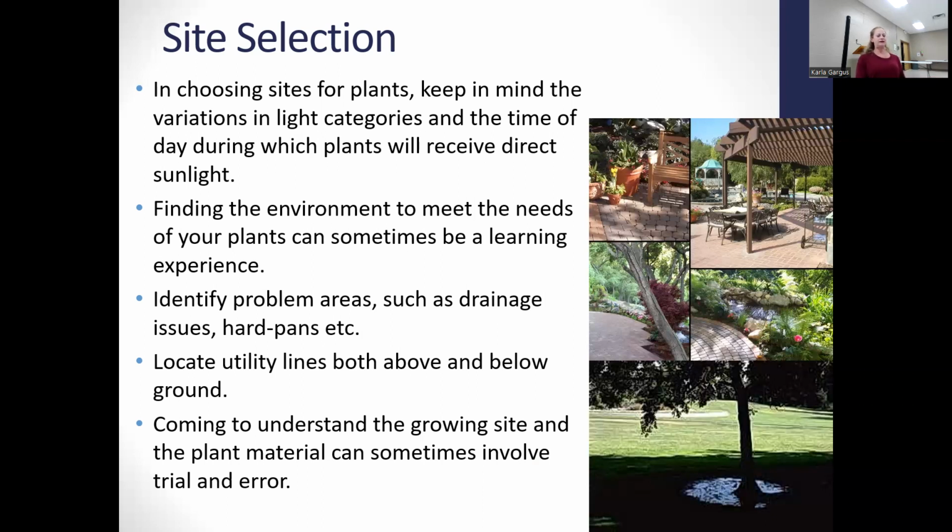And then if you have a dry area or a hard pan, you're going to want to plant plants that can take drought, that have more of a shallow root system, things of that nature. So you really want to take a good walk around your property and note these different areas and the situations that you're going to have to deal with.